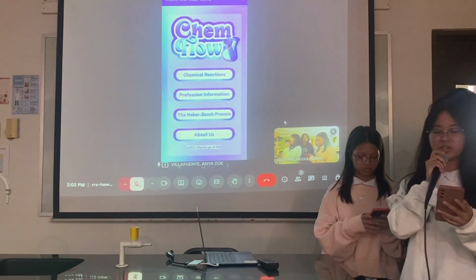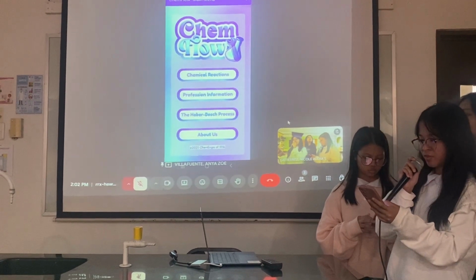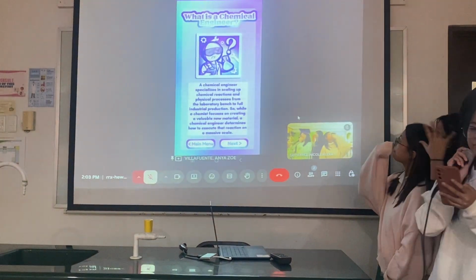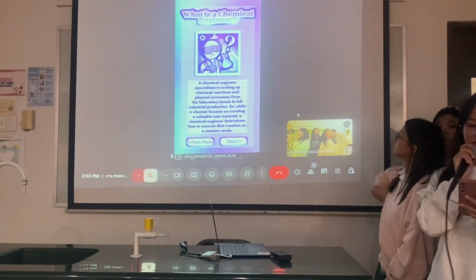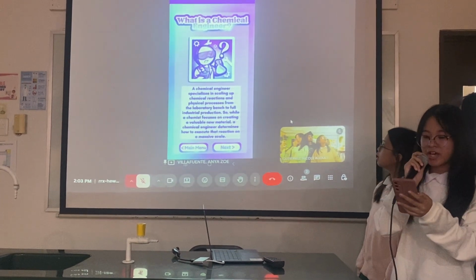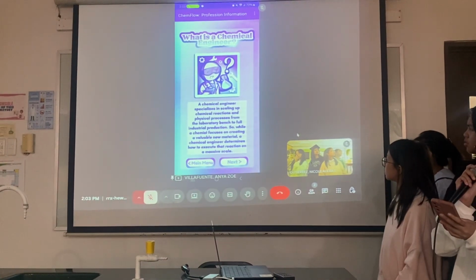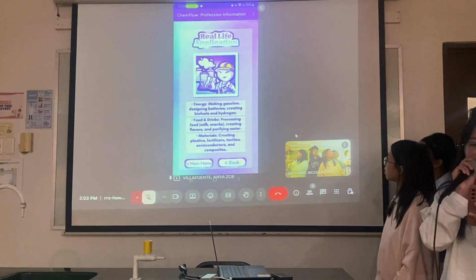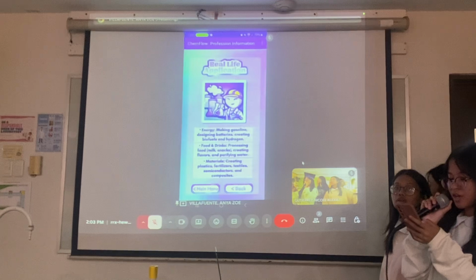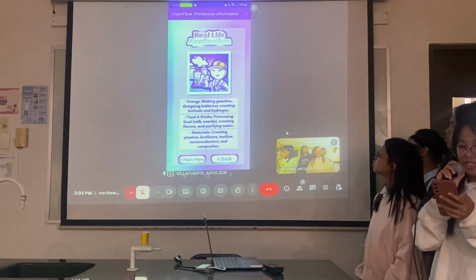Now that we're done with the chemical reactions, we'll be connecting it to our profession, which will go here in the profession information button. And as you can see here, what is a chemical engineer? A chemical engineer specializes in scaling up chemical reactions and physical processes from the laboratory bench to full industrial production. Next, these are the real-life applications. Now we are able to make gasoline, design batteries, and create biofuels and hydrogen.